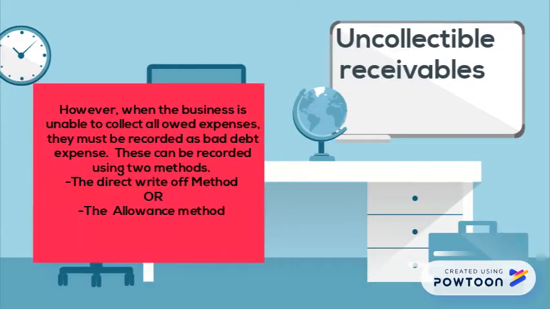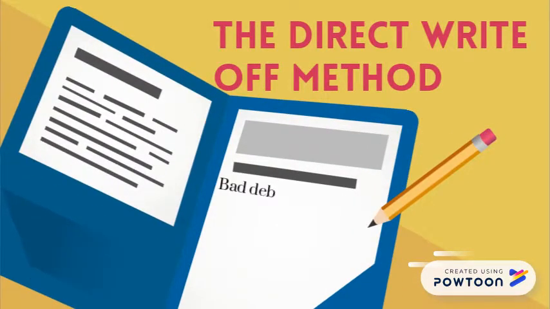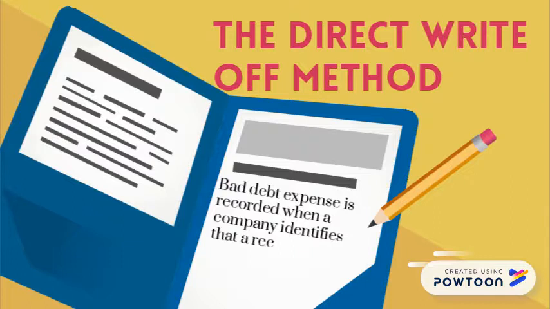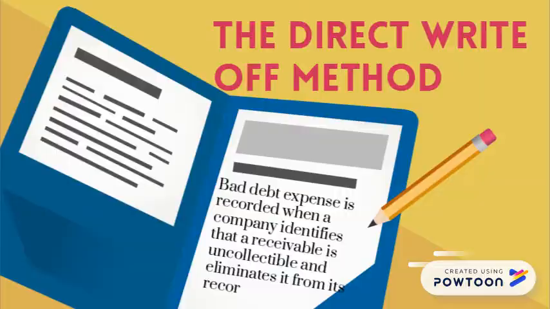Uncollectible receivables, however, are when a business is unable to collect all owed expenses and must record them as bad debt expense. The direct write-off method is when bad debt expense is recorded when a company identifies that a receivable is uncollectible and eliminates it from its records.